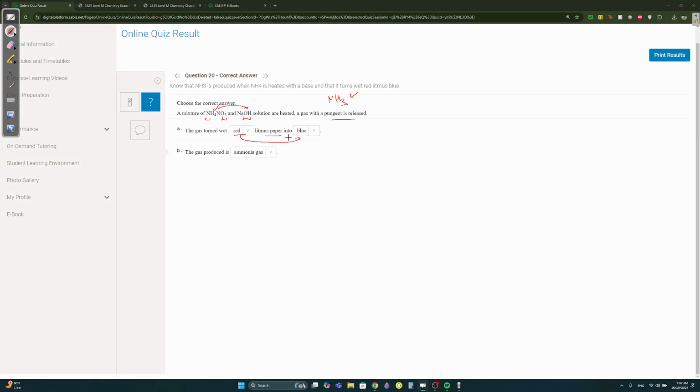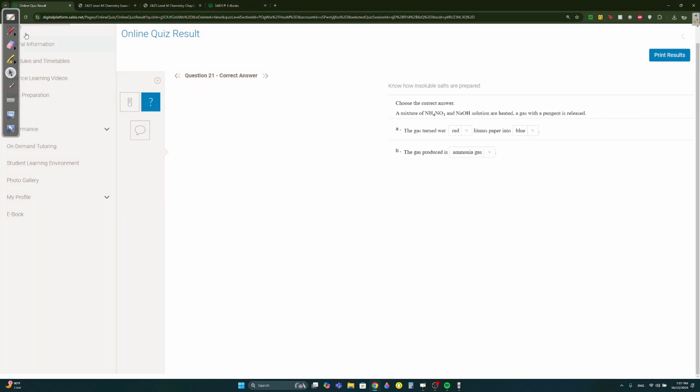You have NH3. This gas, okay. Well, you need it for part B. I didn't really see part B, but anyway, ammonia turns damp red litmus paper blue because it's a base.